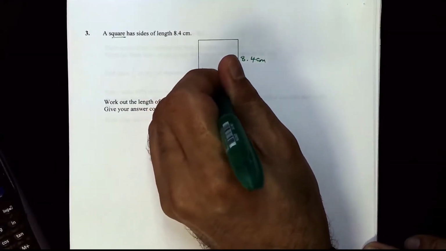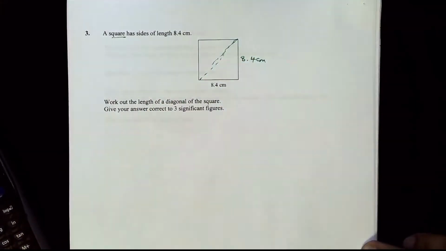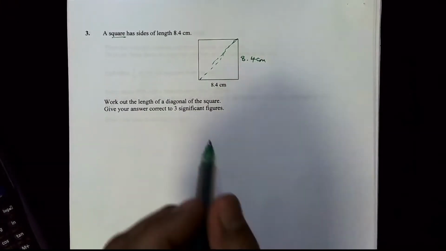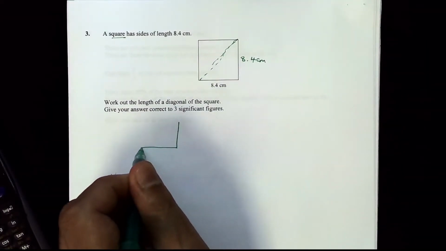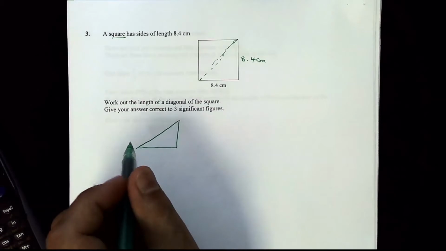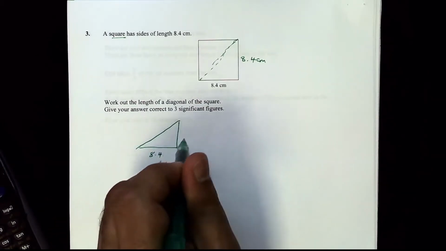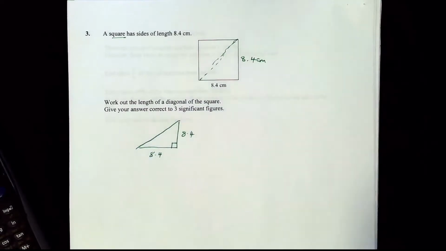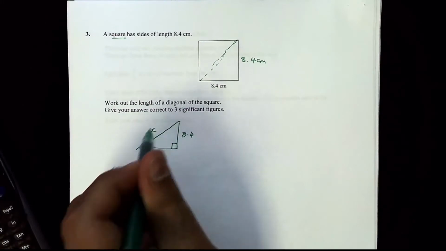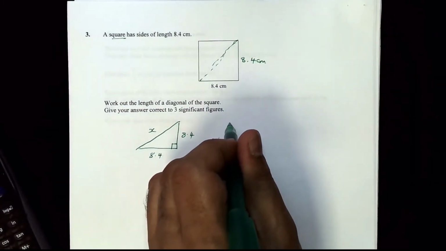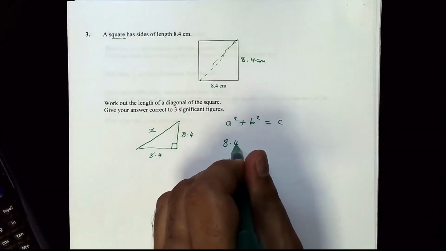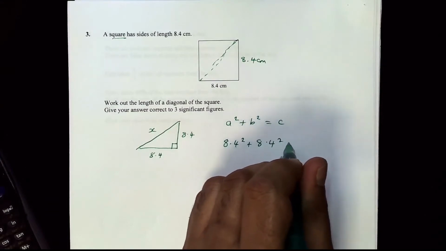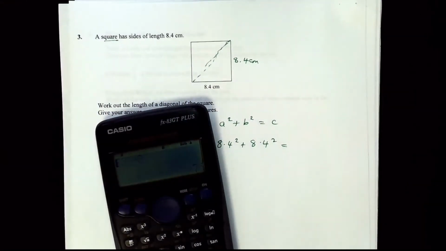Diagonal would be from corner to corner, and what I need to work out is, if I draw out the triangle, it will be 8.4 and 8.4 with a right angle triangle. So this topic is actually looking at Pythagoras, and you're working out the hypotenuse, which is there. So using Pythagoras' formula, a squared plus b squared equals c squared, 8.4 squared plus 8.4 squared, and again I can use my calculator for that.